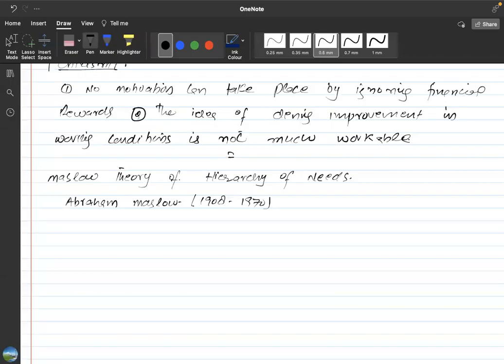Next theory that we are going to study is Maslow's theory of hierarchy of needs. Abraham Maslow's time period is 1908 to 1970. The idea of Abraham Maslow is very simple, but it has had huge impacts on the productivity and motivation of employees in the coming years.